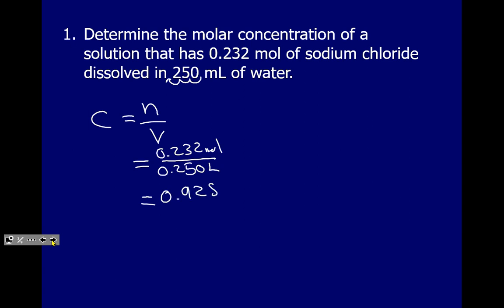0.928. What units would you like to put with that? Capital M would be acceptable. That would be molar concentration. If you wrote moles per liter, also correct. Doesn't make any difference. Literally speaking, it means there's about 0.9 moles in every liter of that solution. Very straightforward. All right. Let's do another one.